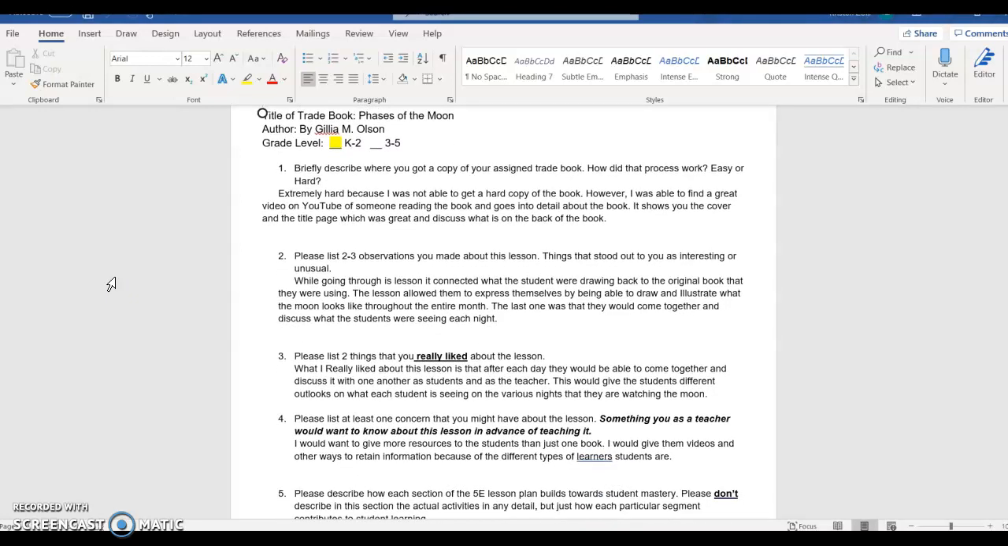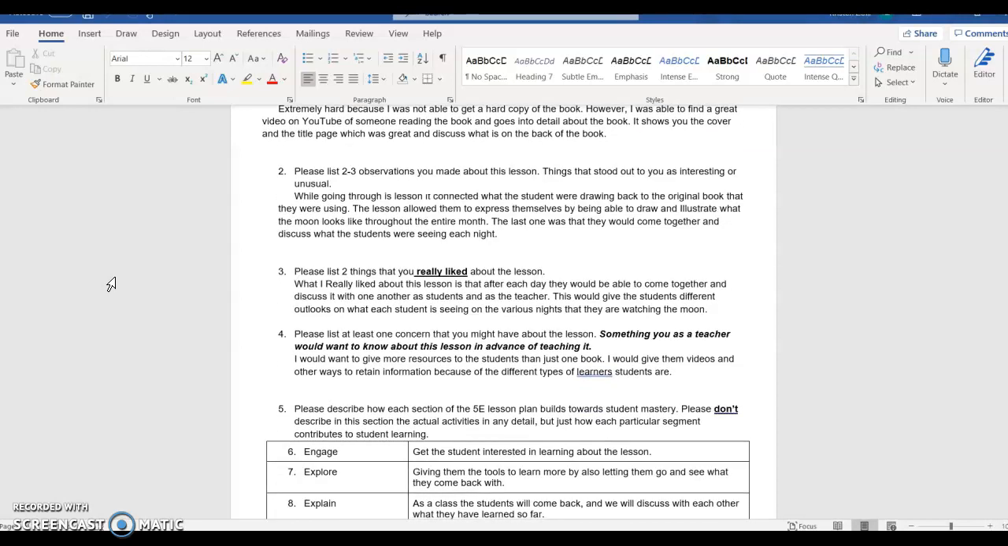The first question is, was it hard to get the book? Extremely hard, because I was not able to find any copy of the book in any of our local libraries and even the LA County Library. I was able to find a really good link to a video about someone reading the book. So that was really cool. And she went through the entire book from cover to cover. Really interesting. And I really did love the book because it really gave good details and pictures of what the different phases of the moon would look like.